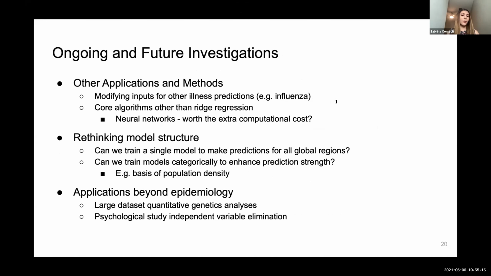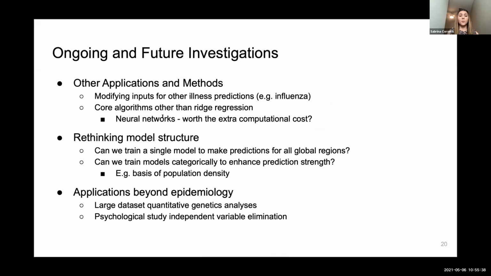In terms of some ongoing investigations that we have, we're currently looking into other applications and methods of our model. So for example, we're looking at modifying our inputs to predict for other illnesses like influenza. And we're even considering switching out our core algorithm of ridge regression for potentially other more complicated algorithms like neural networks.